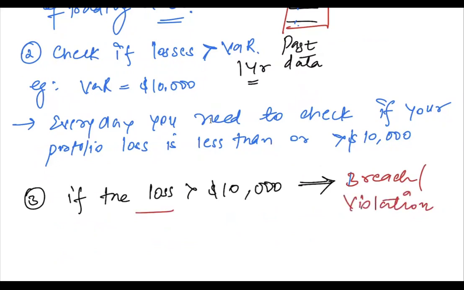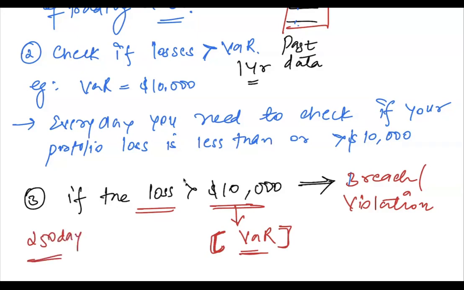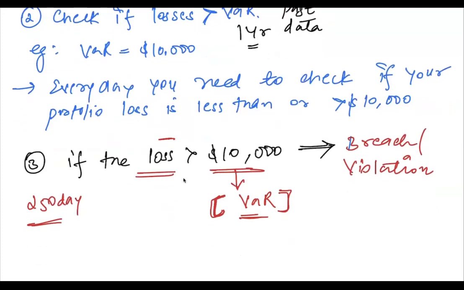If your loss for any given day is greater than $10,000, and this $10,000 is the value at risk number, which can change, it can be $5,000 or $20,000 based on what your value at risk model has given out. You just need to check the last 250 days. If there was a day in which the loss was greater than $10,000, mark those days as a breach or violation.